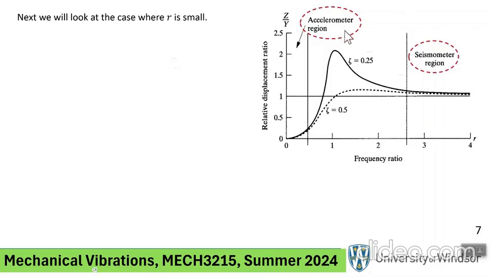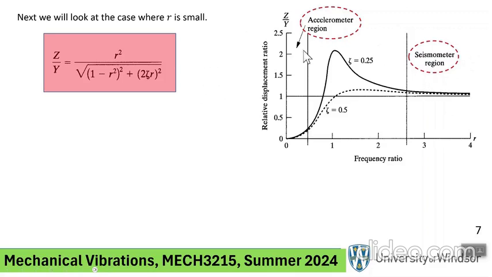Let's concentrate on the low end of the R-axis. In other words, this range, something around R less than maybe 0.3, 0.2, something like that. This is called the accelerometer region because I want to show you something about what Z reading actually gives us here. In the seismometer region, pretty much Z gave us the value of Y, but you want to know what happens here. Okay, so we're going to go back to our original equation.